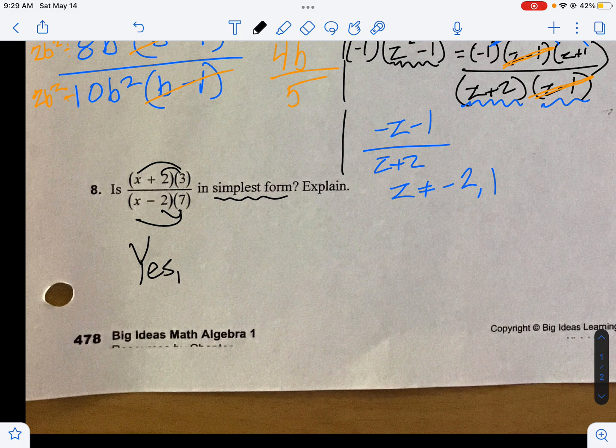If you remember what our definition of simplest form was, it said that the only common factor that the numerator and denominator have is 1. So you would say, yes, this is in simplest form because the only common factor, or the greatest common factor that's left, is 1.